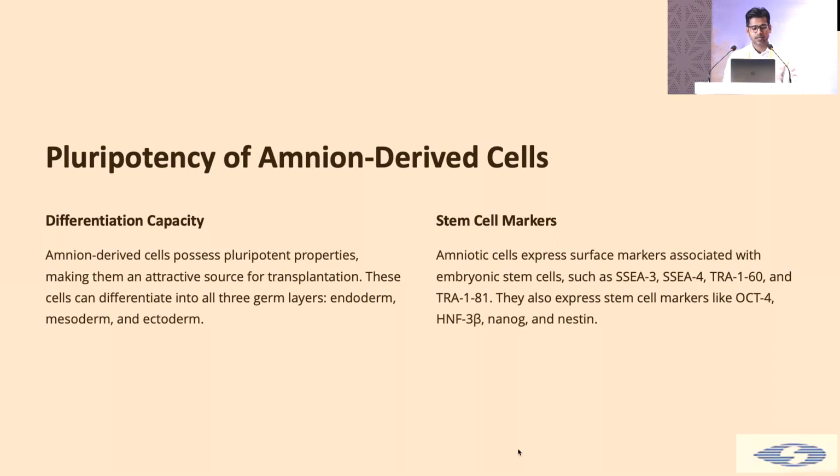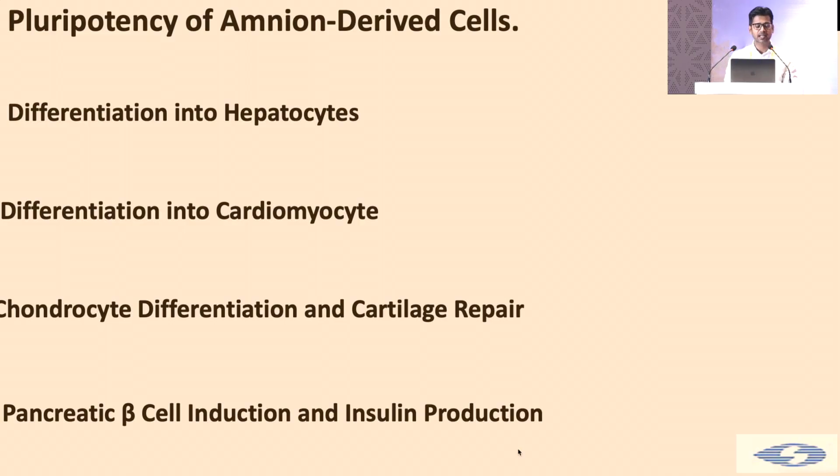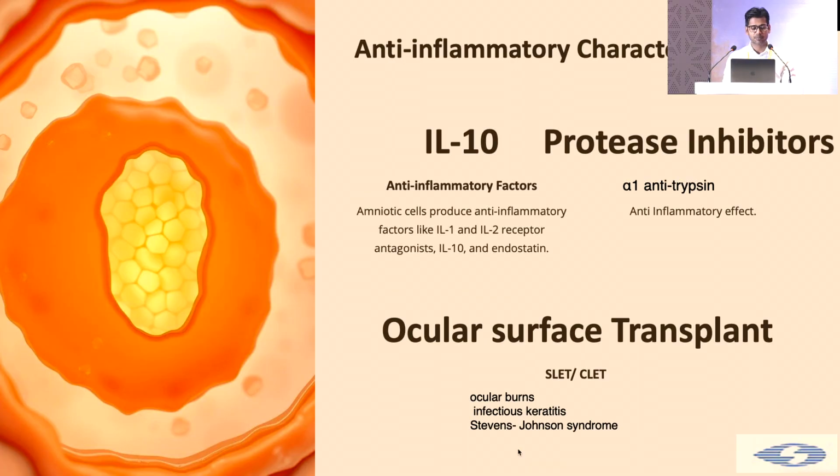So the amniotic membrane-derived cells possess pluripotent properties, making them an attractive source for transplantation. These cells can differentiate into all three germ layers, the ectoderm, mesoderm, and endoderm, and they also have stem cell markers. They have been seen to differentiate into hepatocytes and cardiomyocytes. They have been helpful in cartilage repair and insulin production.